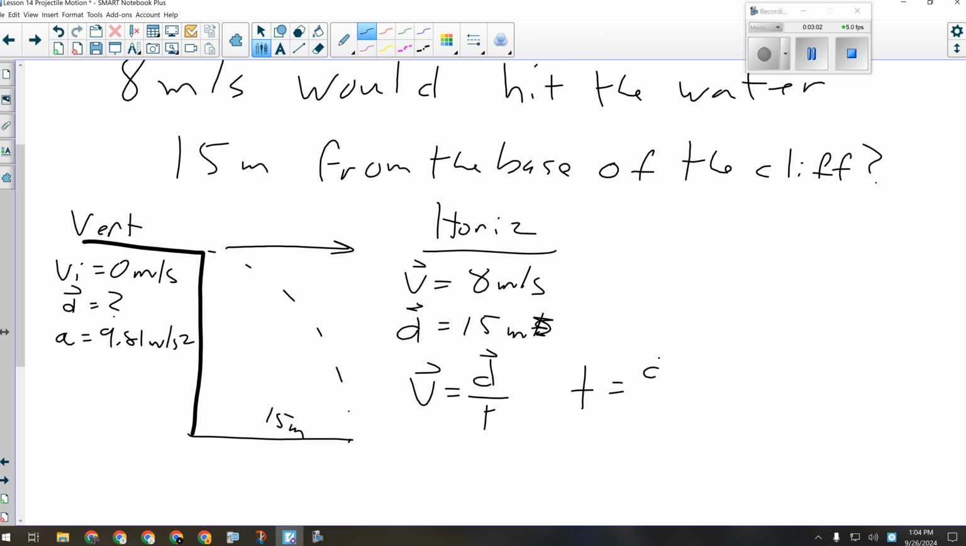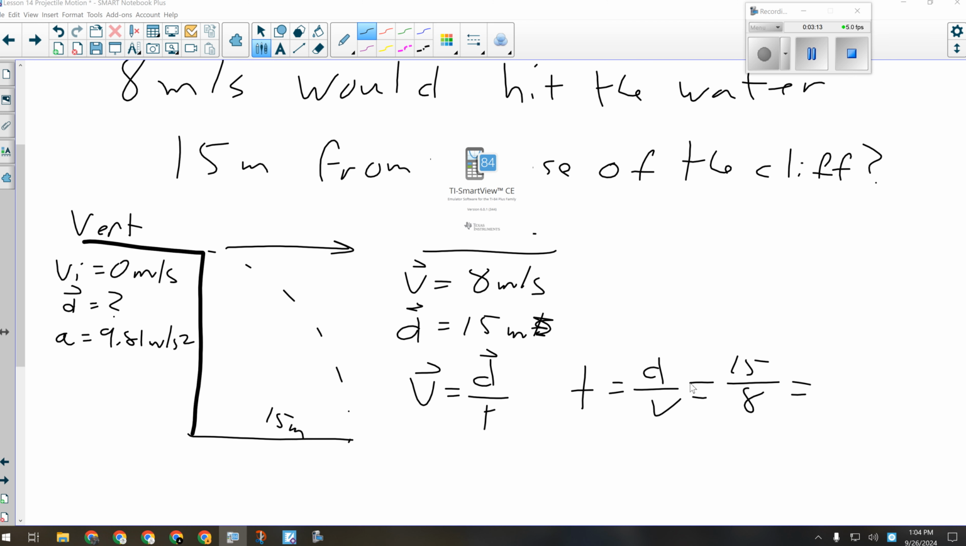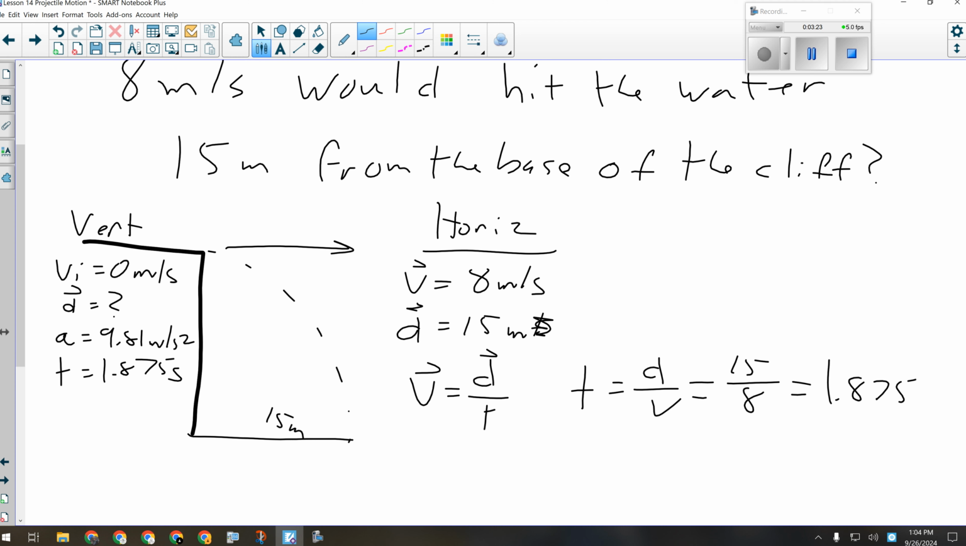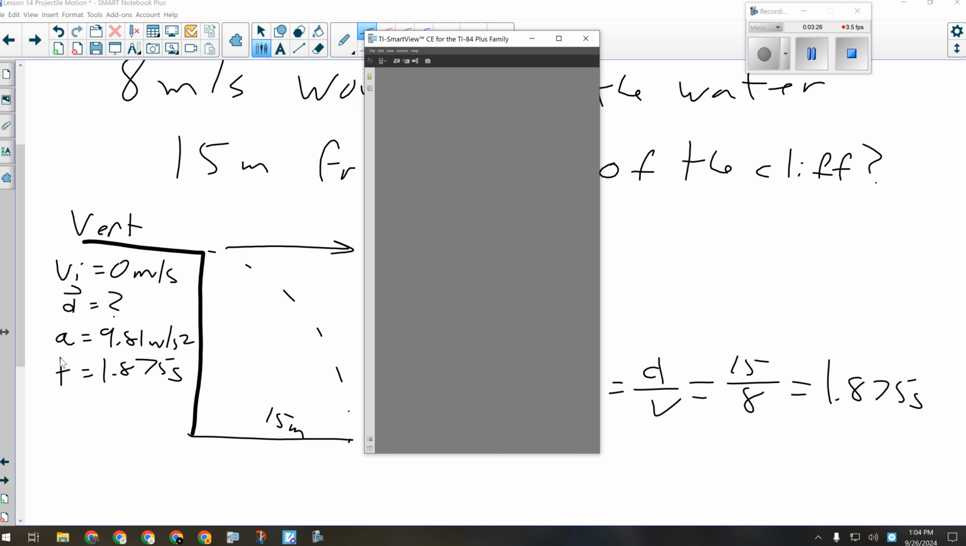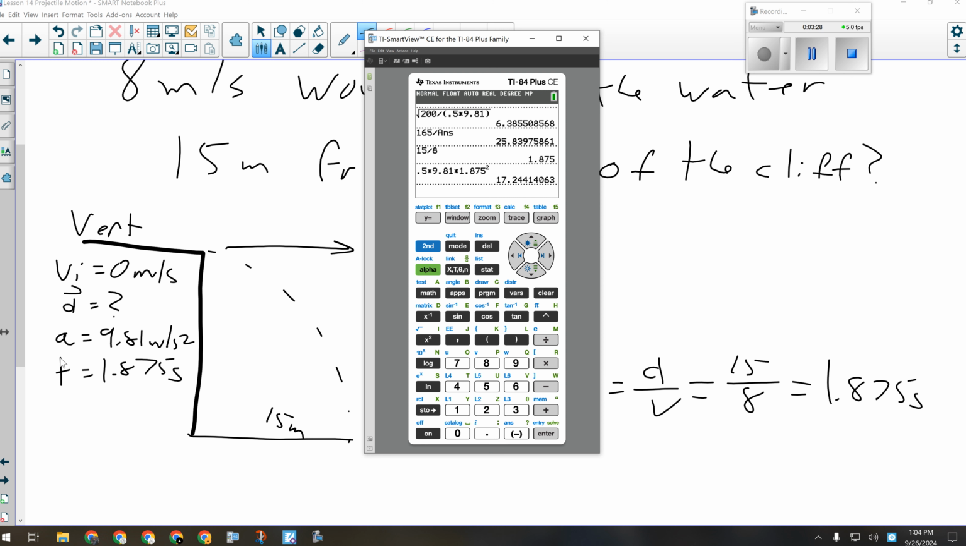T will equal d over v. So that'll be 15 meters divided by 8 meters per second. So that's going to be 1.875. Is that right? Okay, so 1.875 seconds is what that's going to come out to. Now can I find, oh, look at that, it's on there from yesterday. Mind like a steel trap.